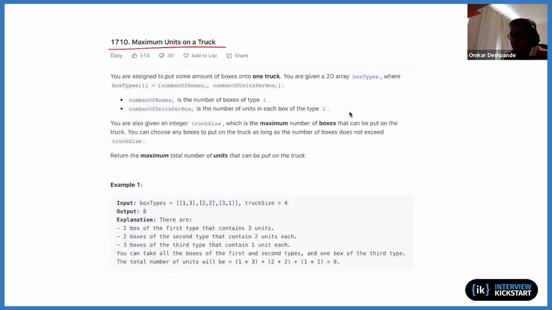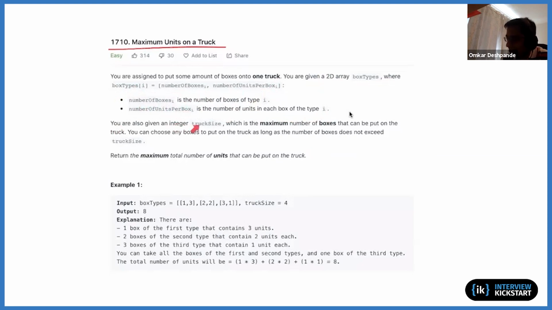Okay, the next problem is a problem where you are asked to load a certain number of boxes onto one truck. The problem description is actually verbose and confusing, so let me just read it. You're asked to put a certain number of boxes into one truck. You're given a 2D array of box types, where box types I is number of boxes and number of units per box. Number of boxes is the number of boxes of that type, and number of units per box is the number of units in each box of the type I.